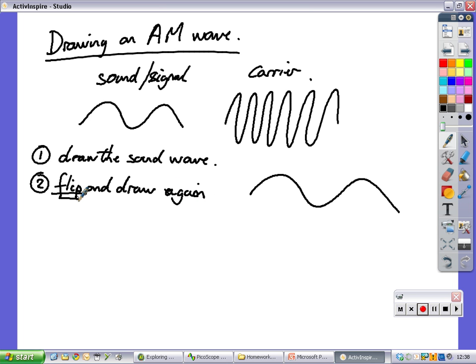Now, important that you flip it. You don't just copy it again. So you're flipping it so it's upside down now. Now it's important that you have this central bit here quite close together. You flip it and draw it again.